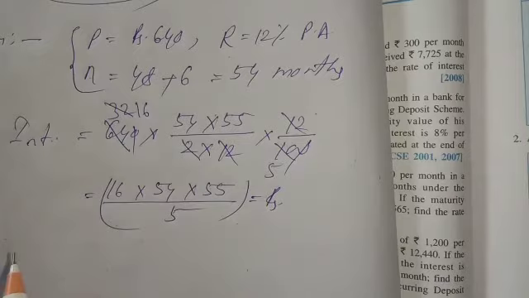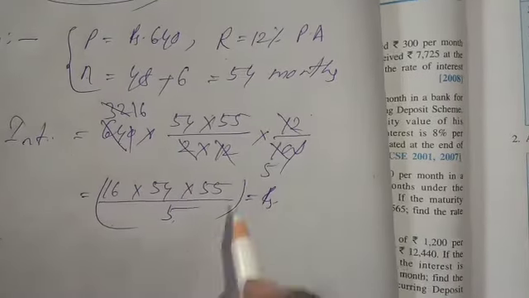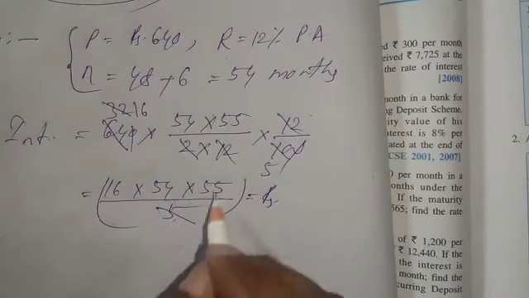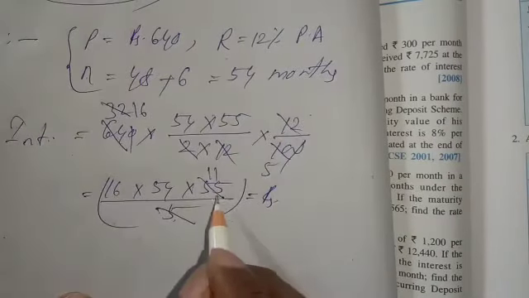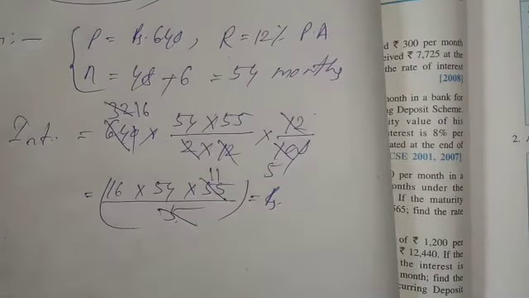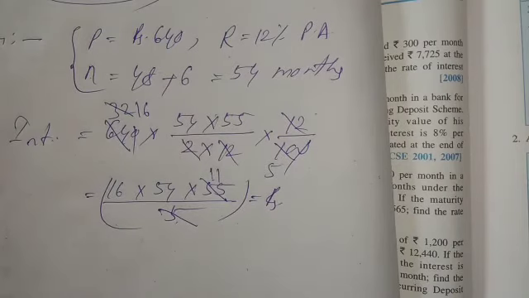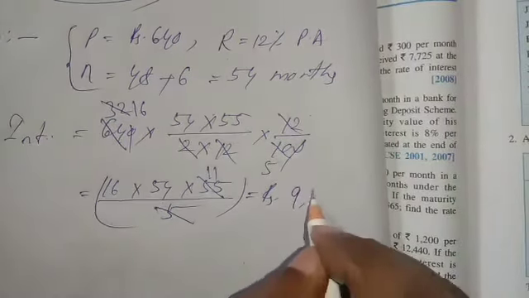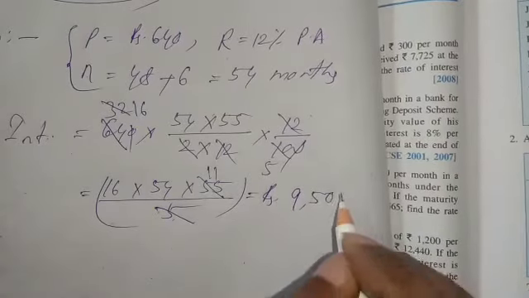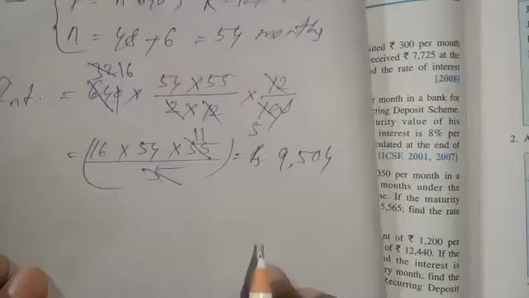Just simplify. Now you see this 5 can be cancelled; 5 elevens are 55. Now just multiply. How much is coming? 16 into 54 into 11. It is coming to 9,504 rupees. This is the interest you are getting.